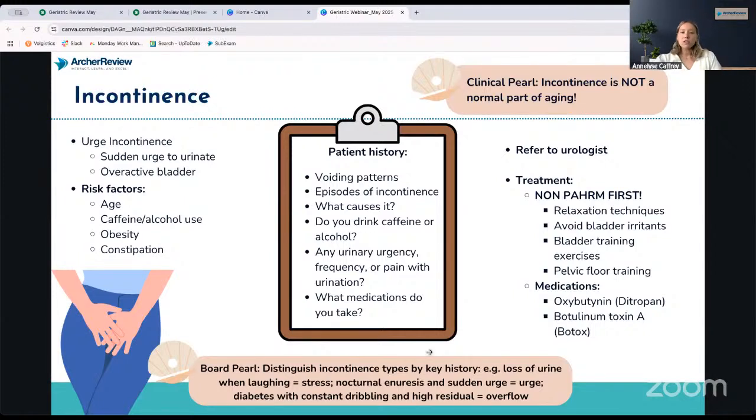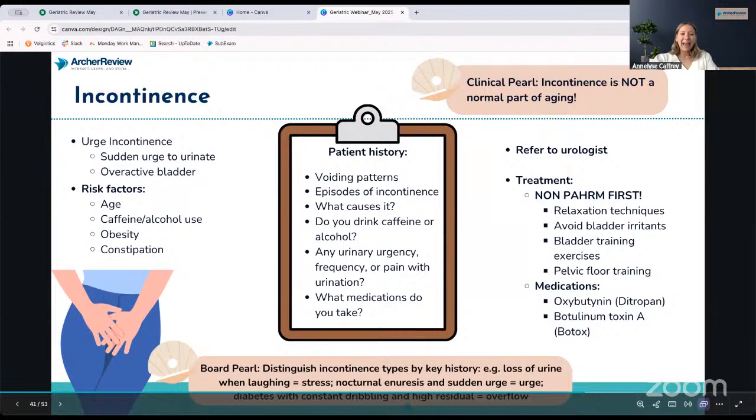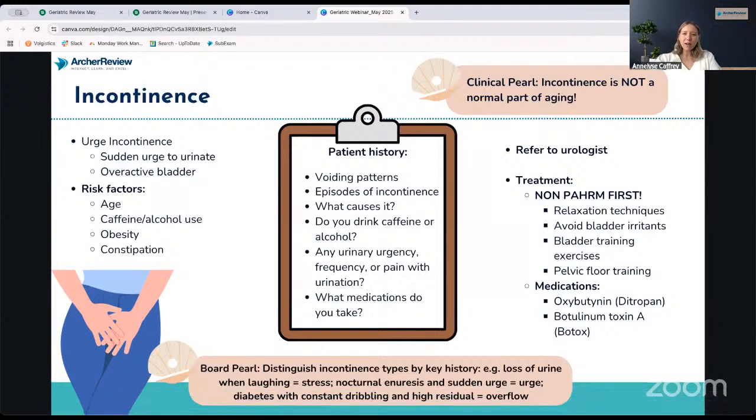It can really be a source of embarrassment, and it can really take away a lot of their independence. They feel like they're not in control of their body. They have to wear a diaper. They don't like that. So it's something that we really need to address.